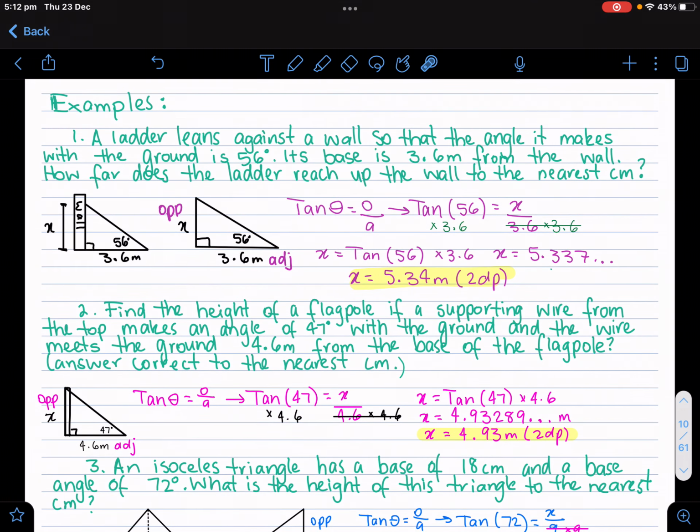Let's jump into the first example. Now you should always read the question 3 times when you have a worded problem. The first time you read the question, you should identify what topic that question is a part of so that you can go and recall all the information of that topic. Now we already know that these questions have to do with trigonometry and calculating an unknown side.